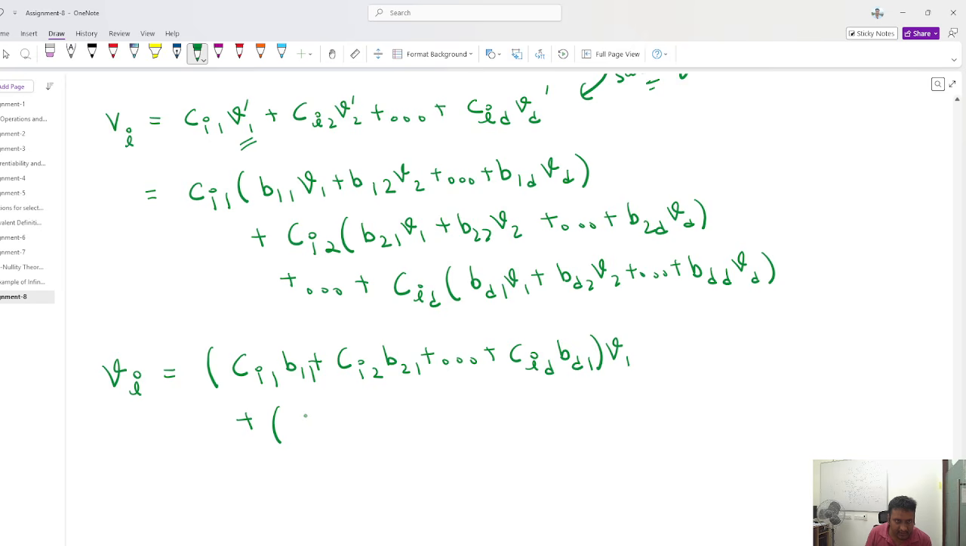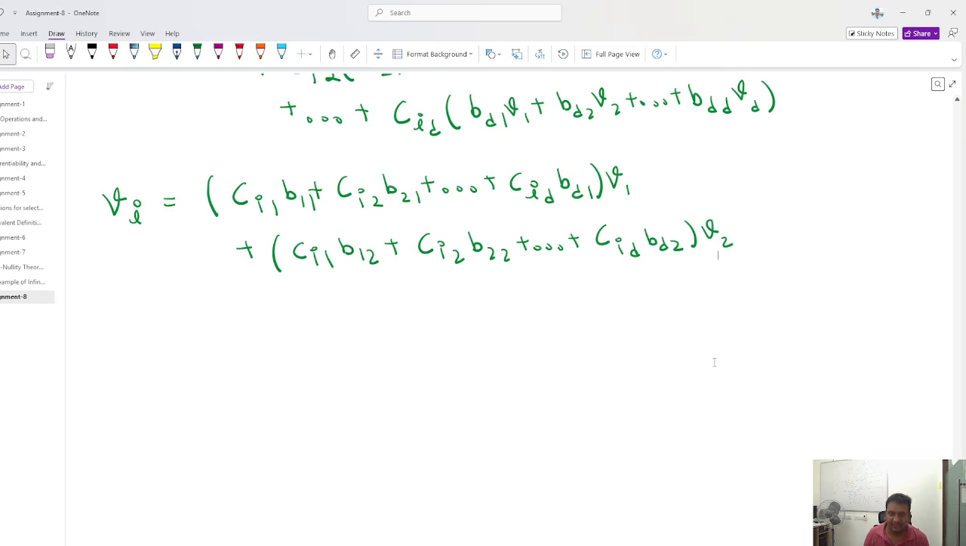Plus, similarly, the other B21. So what will happen for the B21? So this will be V2. The coefficients of V2, Ci1 B12 plus Ci2 B22 plus dot dot dot plus Ci D BD2, right? Very nice. V2. And then finally you have to sum for the last one. I mean the coefficients of VD.